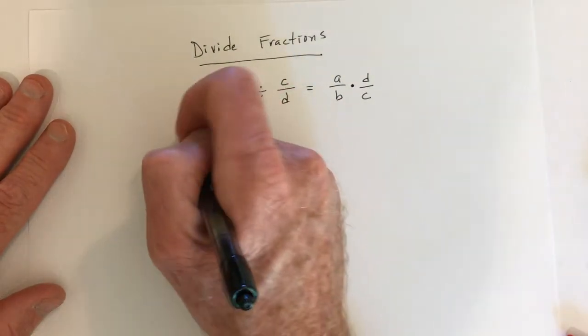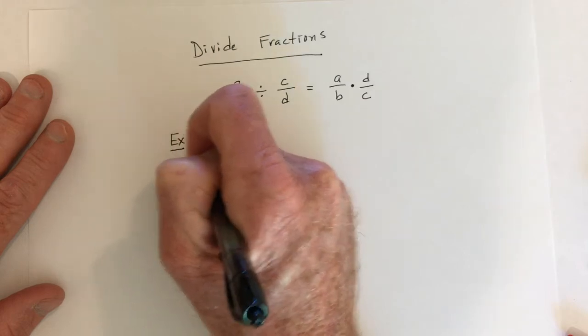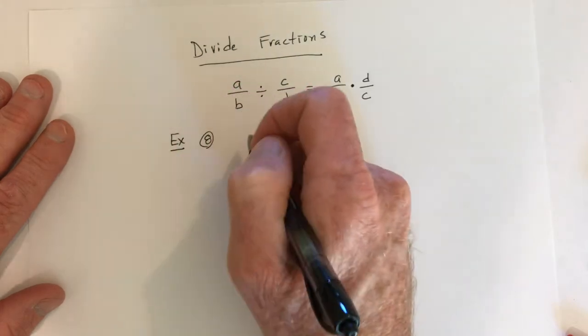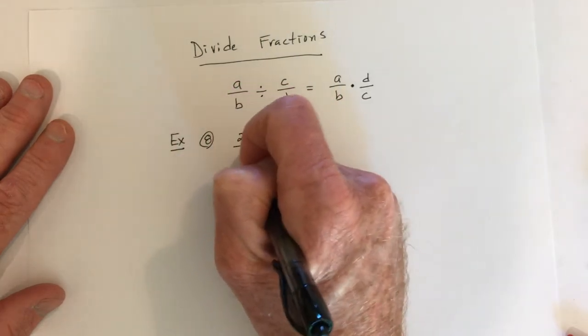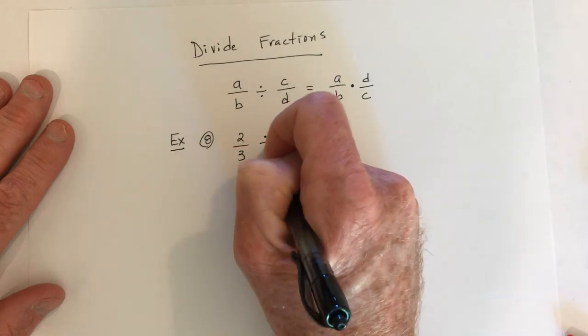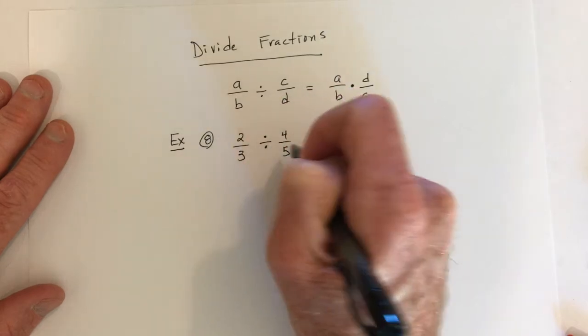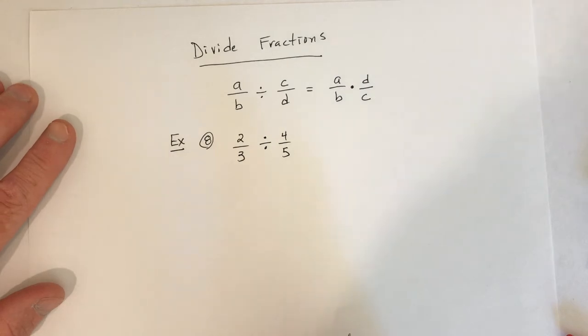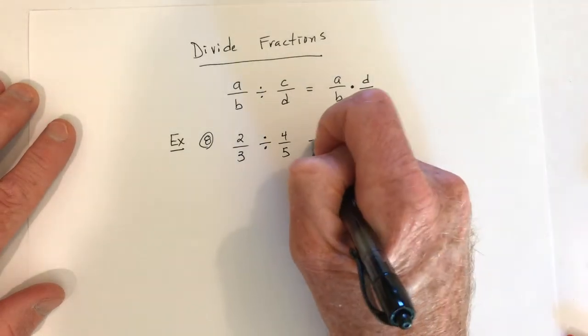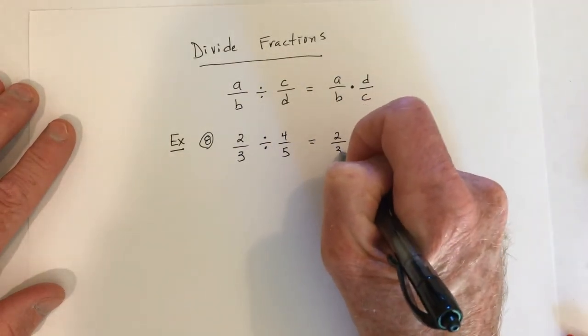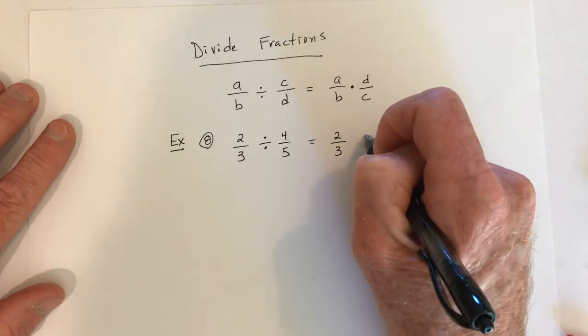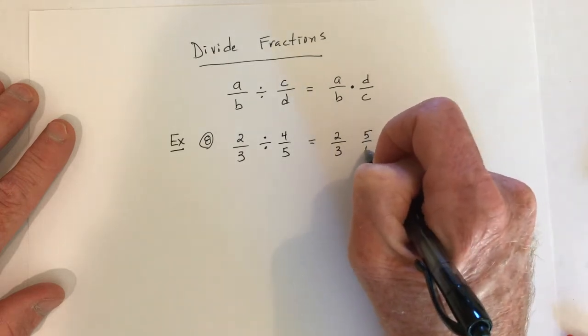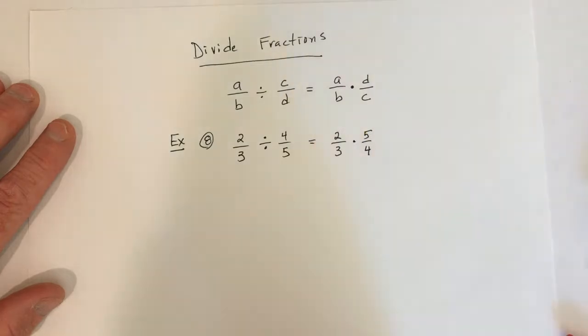So for example number 8, if you have 2/3 divided by 4/5. So the 2/3 stays there. The 4/5 becomes 5 over 4. And then change it to multiplication.